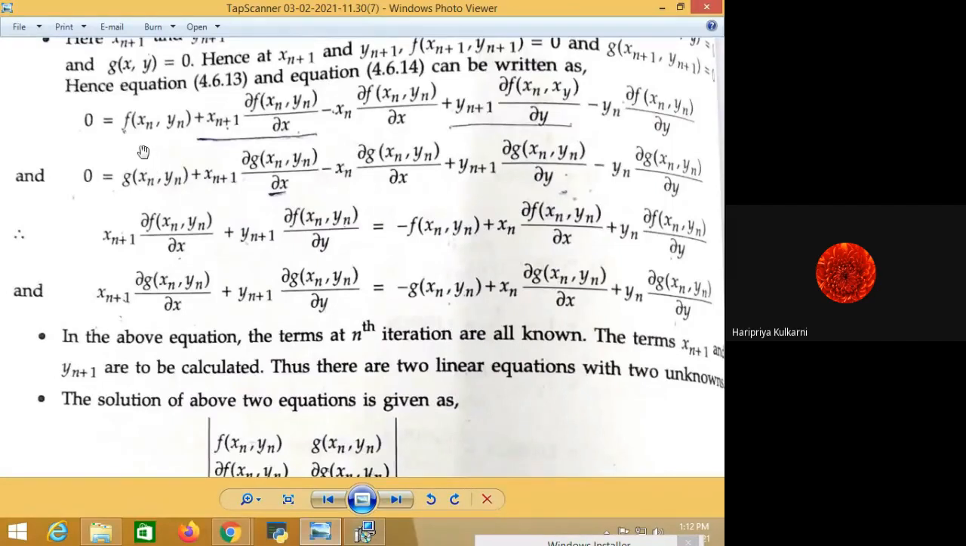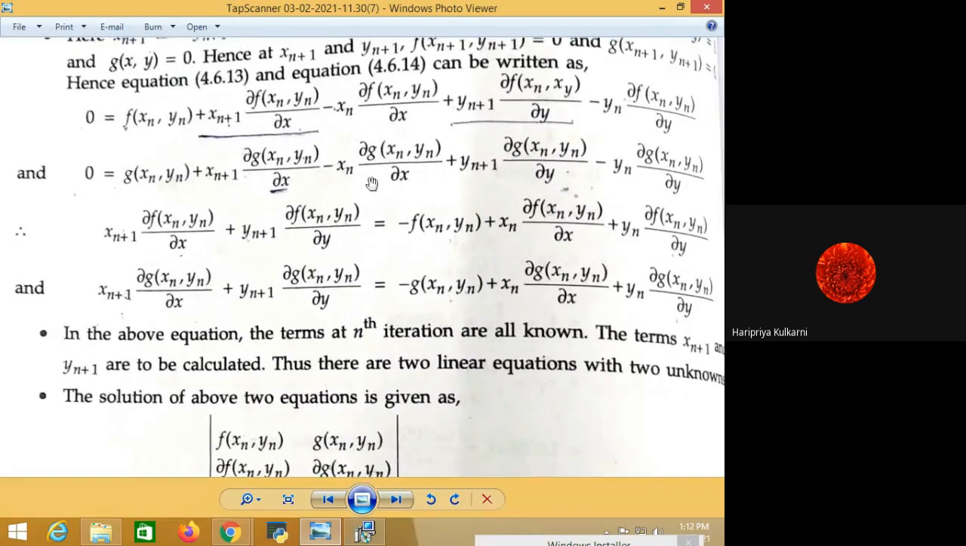Now see what I am doing. These two terms, xn plus 1 and yn plus 1, I am taking to the other side. Okay, so see here, xn plus 1 df upon dx at xn yn. This term I am writing here as it is. Plus, so these two positive terms I am writing as it is, equal to remaining terms I am shifting to the left hand side. So this f of xn yn will become minus f of xn yn. Okay, this is a minus term, so it will go as a plus term at the left hand side. So it is plus xn df upon dx at xn yn. Similarly, this is minus yn df upon dy at xn yn, so this will also become positive. So this is positive.